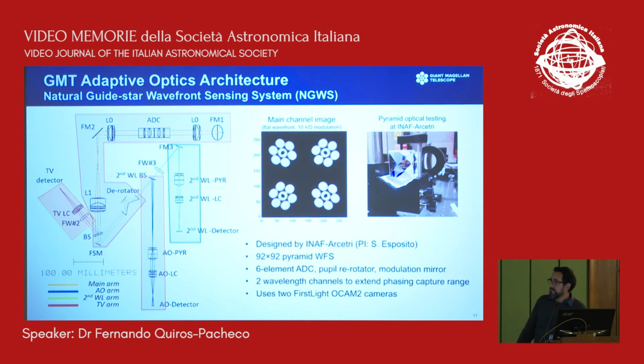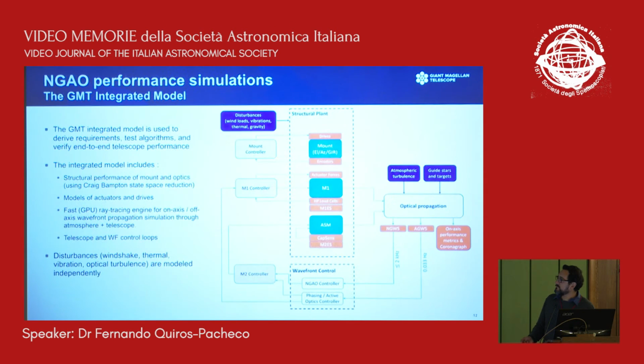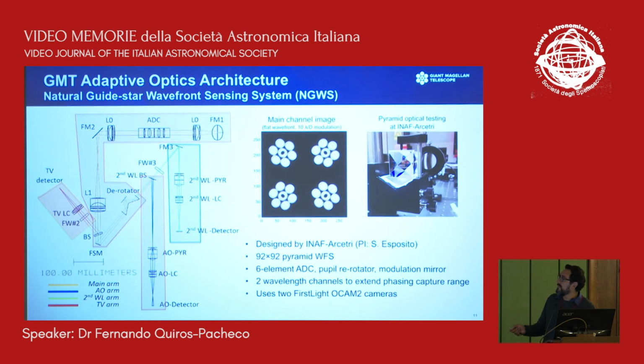The important thing to say here is that it has a sampling of 92 by 92 subapertures, and it uses First Light OCAM2 cameras. Oh, sorry, and this is an actual pyramid that is being tested at Arcetri.